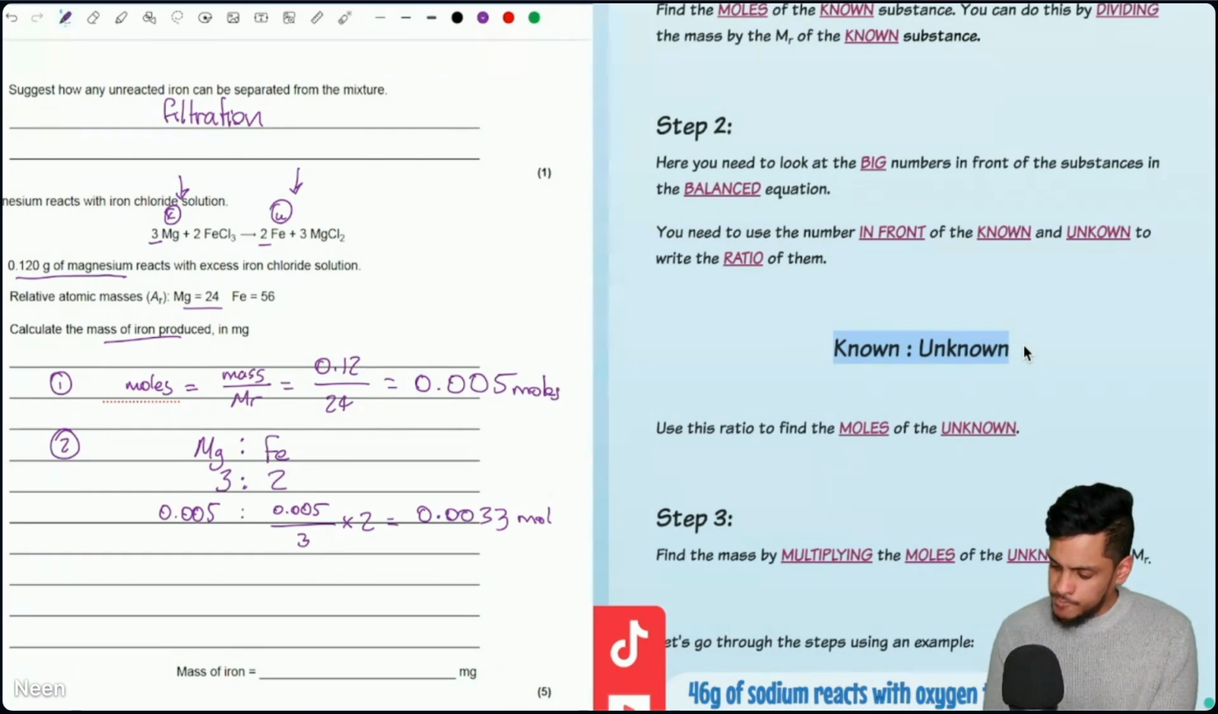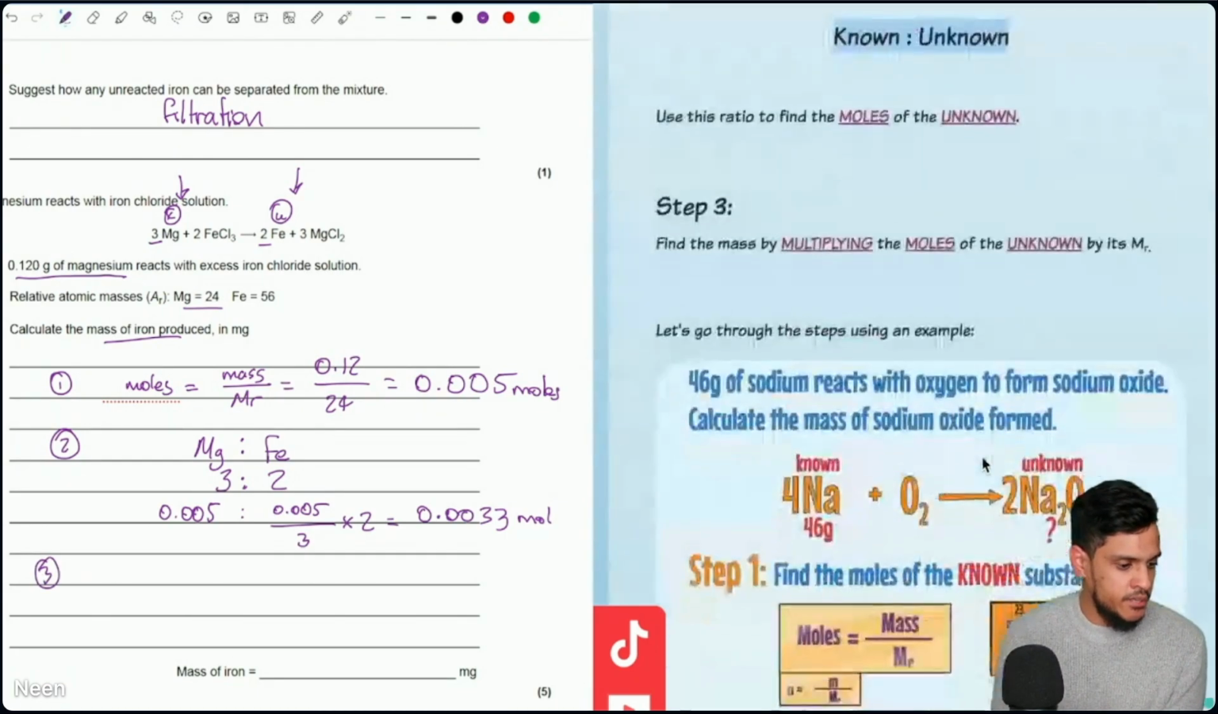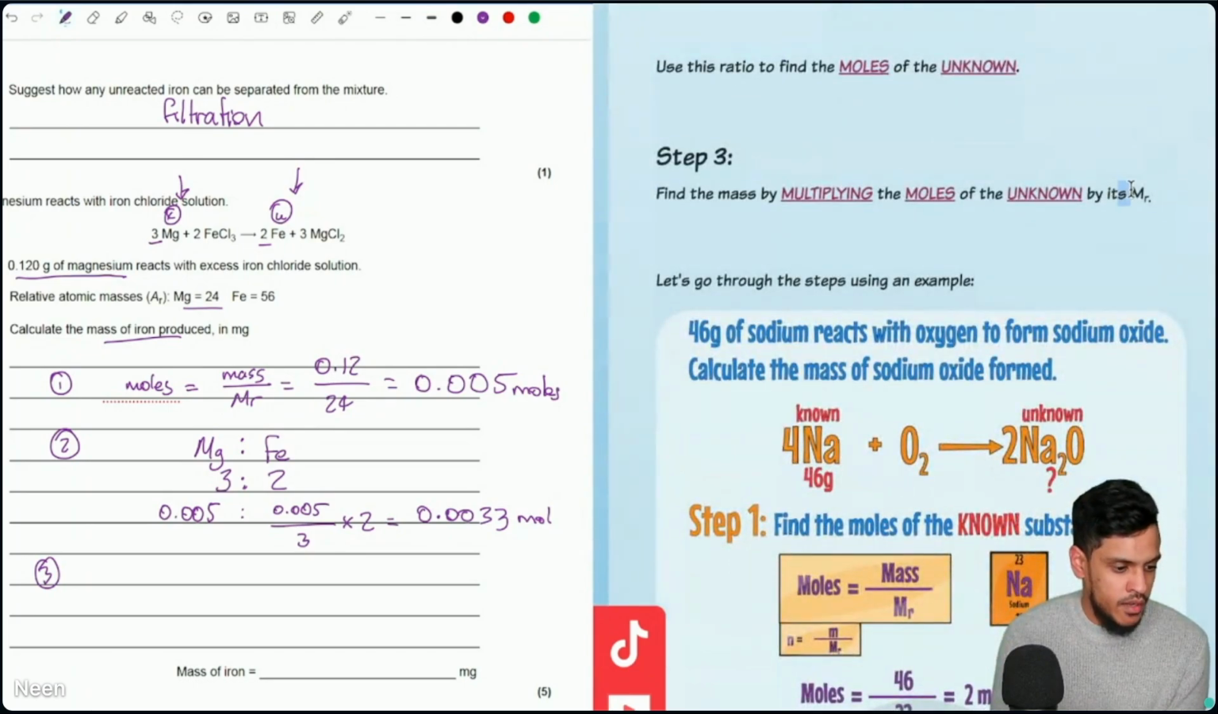And then third step is multiply by the Mr of the unknown. So the unknown here is iron. So you do 0.0033 times by 56. Thank you, Georgie. The answer when you do that is, I think, 0.1866 roughly.